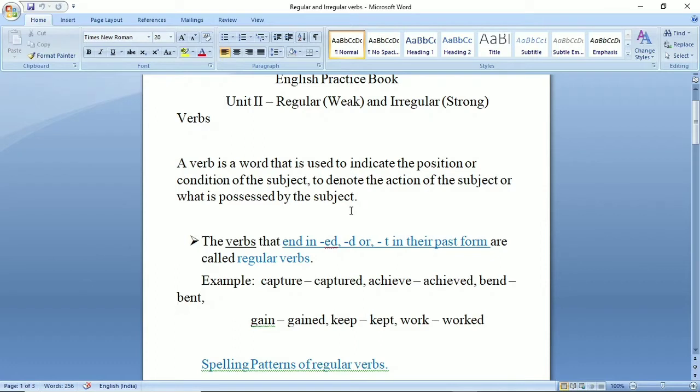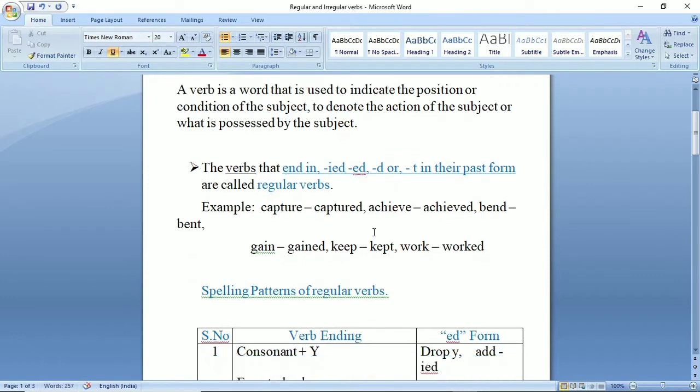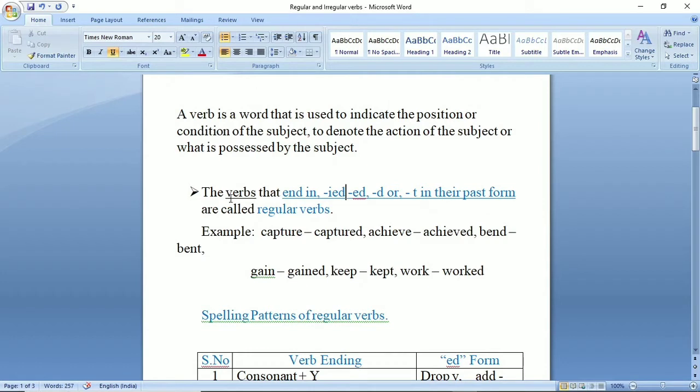So students, here you are to understand that verbs are converted into their past form in two different ways. I mean to say that there are two kinds of verbs. Usually in most verbs you add ed, d, t or ied while changing them into their past form, right? So let us see how these verbs are converted into their past form. Students, you are to remember that the verbs that end in ied, ed, d or t in their past form are called regular verbs.